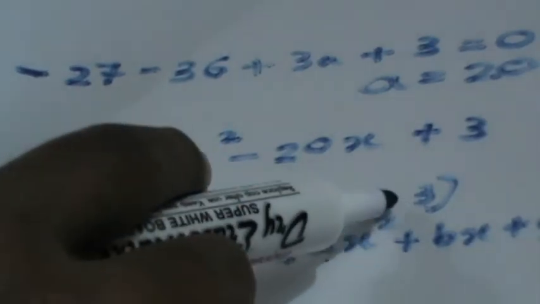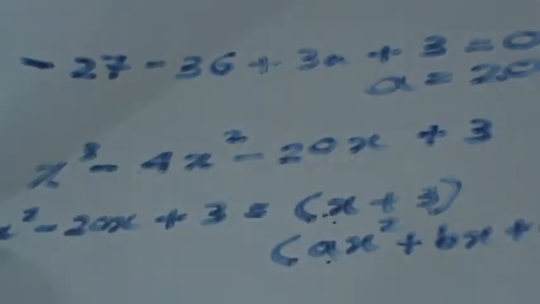So when I multiply ax squared by x, I will get ax cubed, and when I multiply ax squared by 3, I will get 3ax squared. So when I compare the coefficients of the left hand side and the right hand side, in the left hand side the coefficient of x squared is minus 4, and that should be equal to this ax squared times this 3, right?